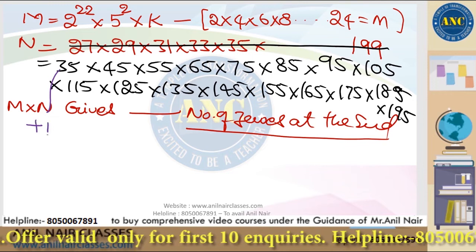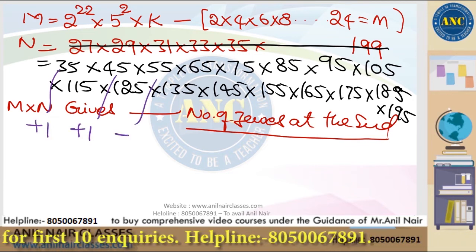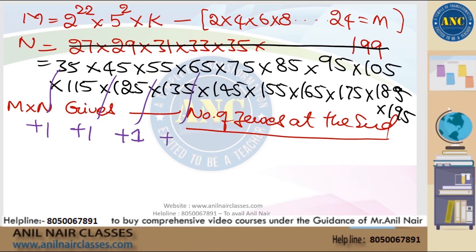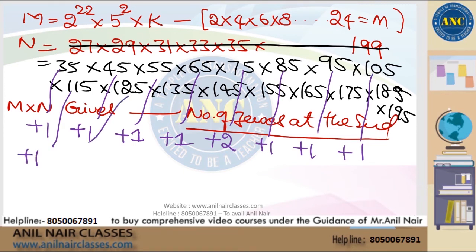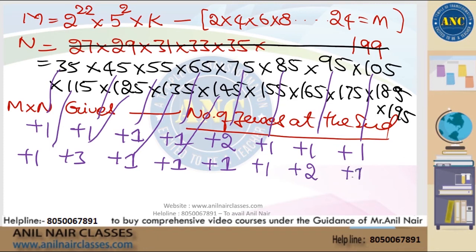35 is 5 into 7, plus 1. 45, plus 1. 55 is 5 into 11. 65 is 5 into 13. 75 is 25 into 3. This is plus 1. This is plus 1. This is also plus 1. This is plus 1. This is 5 cube. It is plus 3. It is plus 1. 5 into 20, plus 1 is for this. 5 into 27, 45, it is plus 1. 55, 5 into 31, plus 1. 5 into 33, plus 1. 25 into 7, plus 2. 85 it is plus 1. 195 it is plus 1.